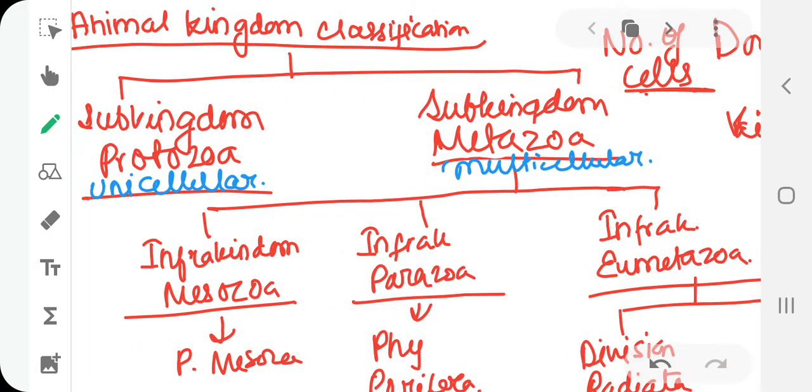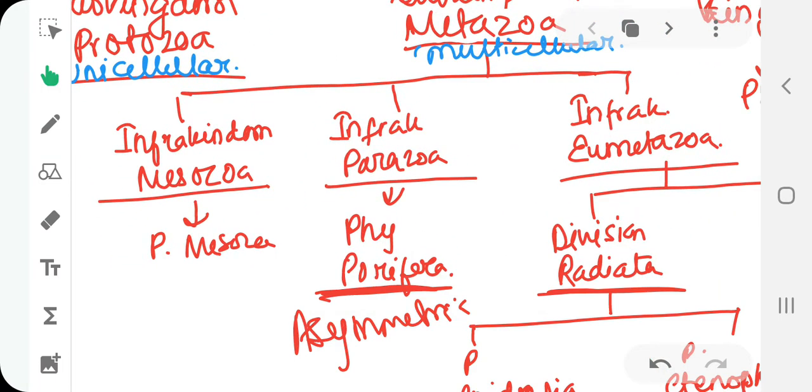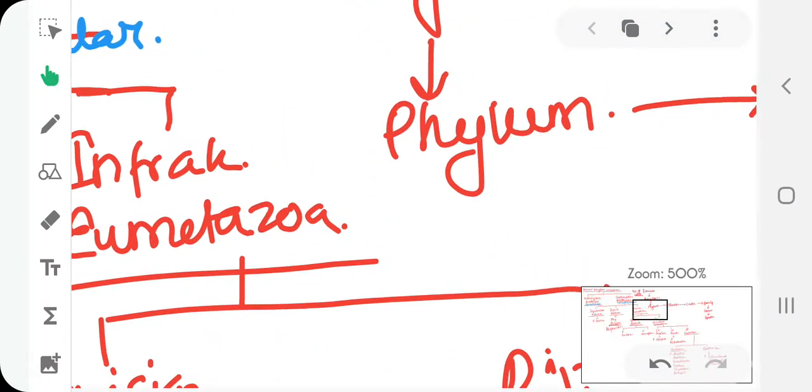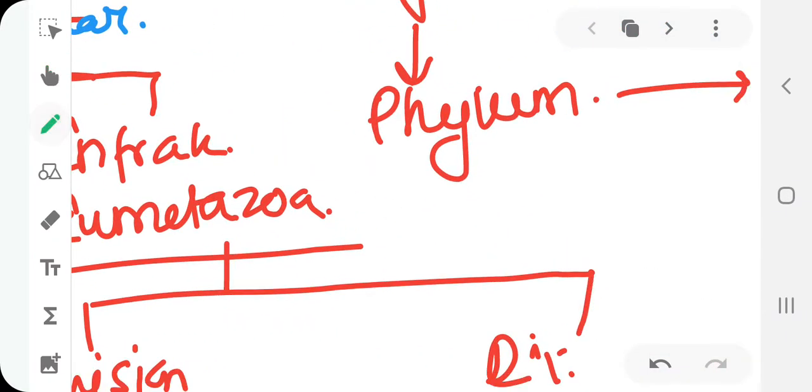That is, on the basis of number of cells, we divide the animal kingdom into two groups, subkingdom Protozoa and subkingdom Metazoa. Next, the subkingdoms are further divided into some infrakingdoms: infrakingdom Mesozoa, infrakingdom Parazoa and Eumetazoa. This division is on the basis of cellular organization.